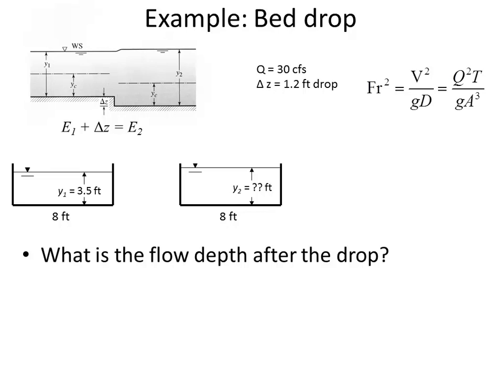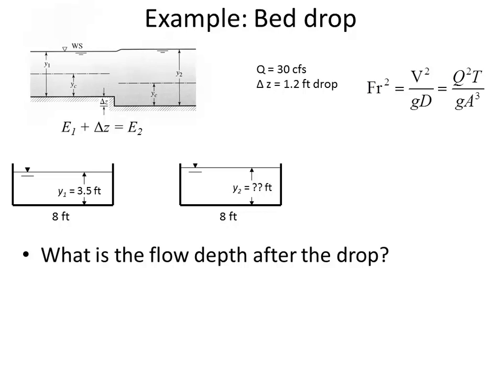We want to find out what will be the new flow depth after the drop. All right, so first of all, we want to characterize the flow condition at 1. We want to know, is it subcritical or supercritical at 1? And so at 1, the Froude number, I'm going to use the equation Q squared times T divided by G A cubed, to the 1/2 power.